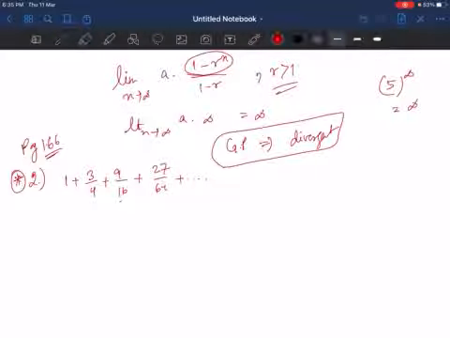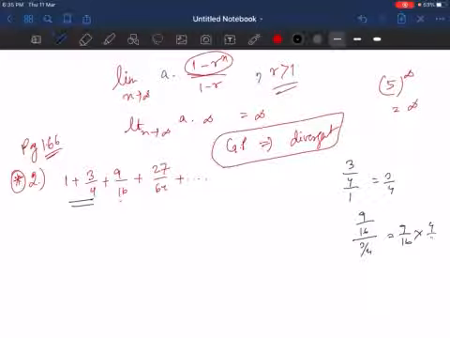And how can we check whether it's in GP or not? Just find the ratio. So 3 by 4 divided by 1 is equal to 3 by 4. And 9 by 16 divided by 3 by 4, how much do you get? It becomes 9 by 16 into 4 by 3. So 4, and this one is coming 3. So again it's coming 3 by 4. So what you see is that this given series is in GP. The first term of the series is 1, and the common ratio is 3 by 4.